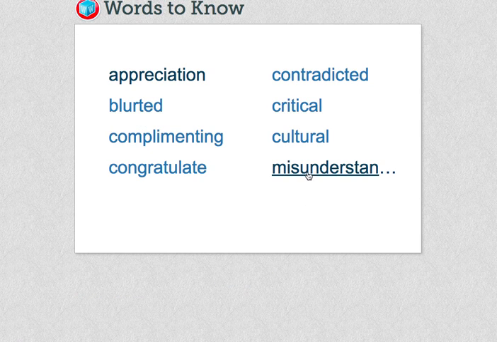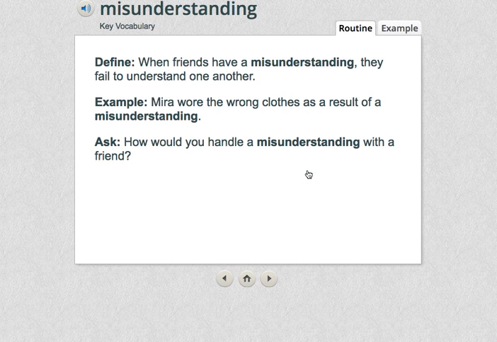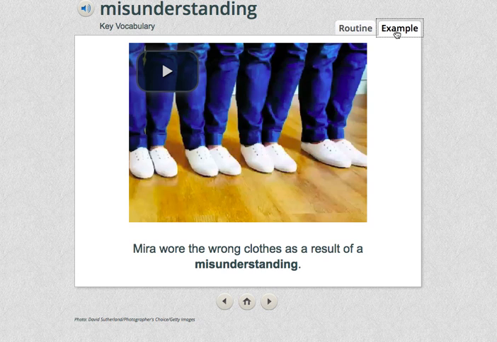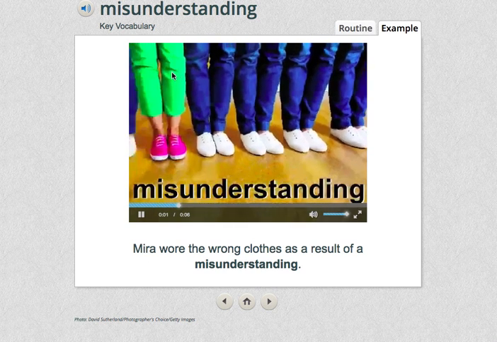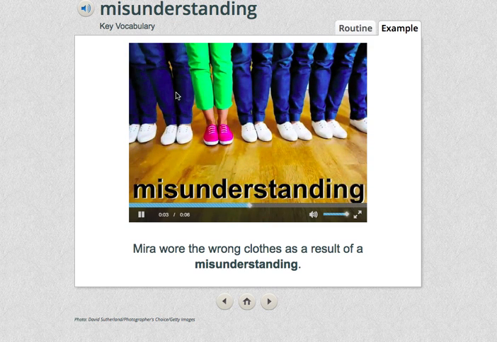And our final word is the word misunderstanding. When friends have a misunderstanding, they fail to understand one another. And sometimes friends have a lot of misunderstandings, right? It's not that big of a deal, but sometimes it happens. So Mia wore the wrong clothes as a result of a misunderstanding. When friends have a misunderstanding, they fail to understand one another.